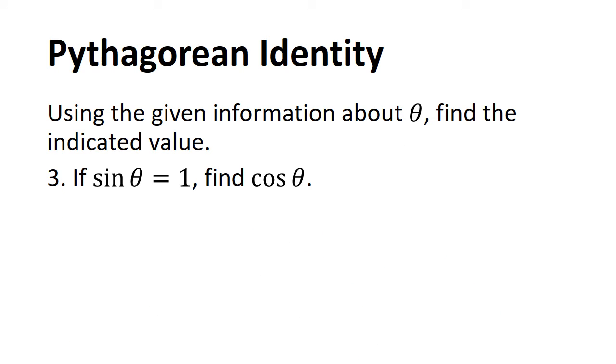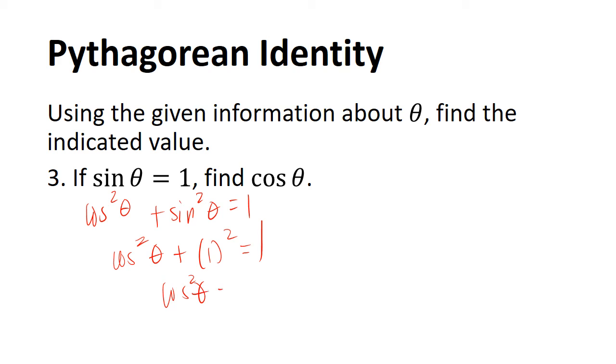Okay, here, example number 3, sine theta equals 1. Find cosine theta. Pythagorean identity: cosine squared theta plus sine squared theta equals 1. Then, cosine squared theta plus 1 squared, which equals 1. So, cosine squared theta equals 1 minus 1, or 0. So, what is our angle?